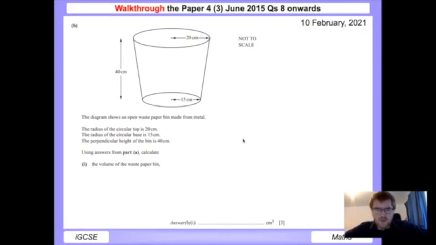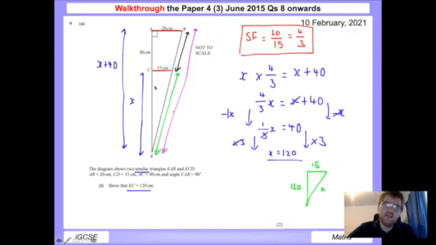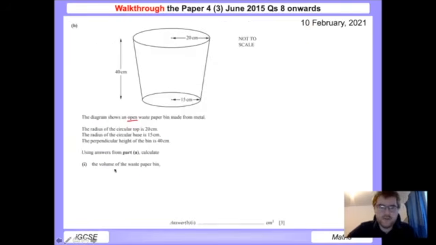The diagram shows an open waste paper bin made from metal. Now this is actually important wording that we'll talk about in the second part of the question. Open waste paper bin, so this is hollow, so to speak, so only this circle exists. Radius of the circle top is 20 centimetres, radius of the bottom is 15, perpendicular height of the bin is 40, and using part A, notice these lengths 40, 20, 15 all correspond to this diagram here. Yeah, so notice that, we're going to use that later on. So, using answers in part A, calculate the volume of the waste paper bin.